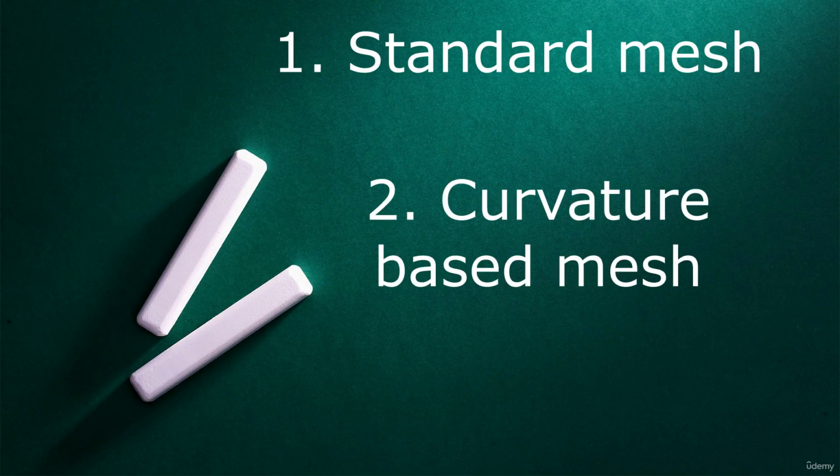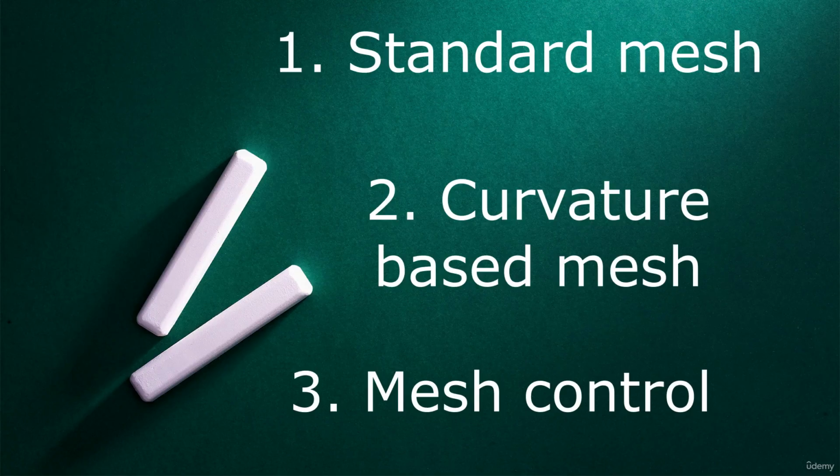Number 2. If there is a high percentage of elements with an aspect ratio higher than 10, or a low percentage of elements with aspect ratio below 3, try to reduce element size or change the type of the mesh to curvature based. In case curvature based meshing doesn't give you good results, you can apply mesh control with smaller elements to areas with high aspect ratio and where you expect the highest stresses.